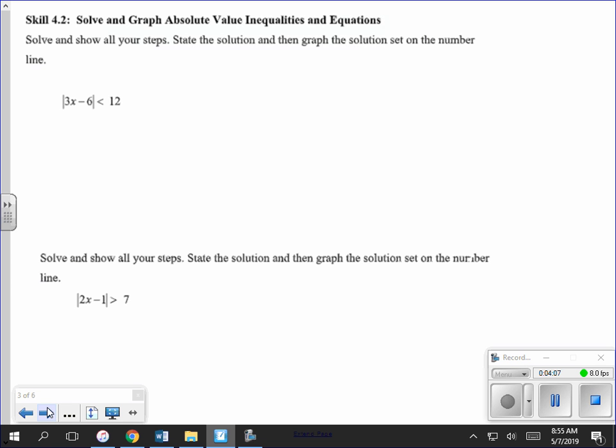Solve and graph the absolute value equations. I'm not going to worry about graphing. I'm just going to worry about solving. So when I have absolute values, I need to create 2 problems. In the first problem, the inside of the absolute value does not change. So I have 3x minus 6, and then, as it stands without the absolute value, less than 12. And then I have to change the sign of when I'm equal to, or in this case, less than, from 12 to negative 12. And if I change the sign, I change the direction of the inequality.